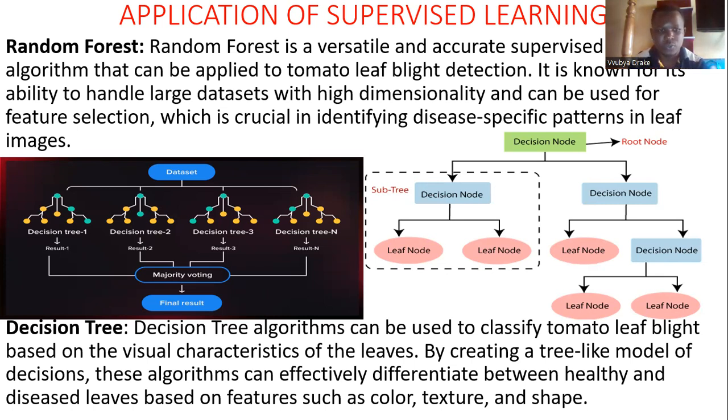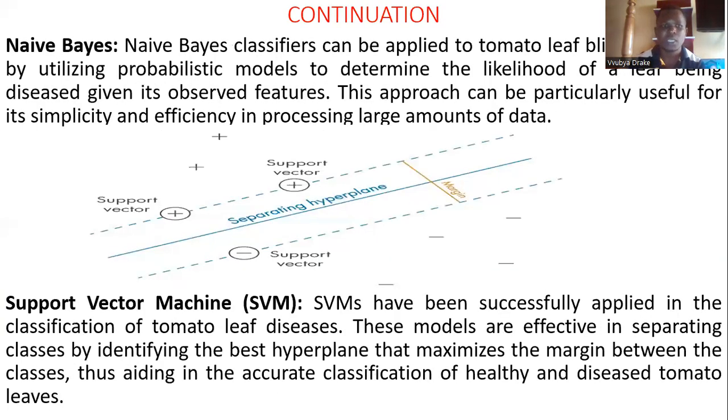Then we can go to decision trees. This can also be used. By creating a tree-like model of decisions, these algorithms can effectively differentiate between healthy and diseased leaves based on features such as color, texture, and shape. Then we can use naive Bayes, that is probability. So naive Bayes classifiers can be applied to tomato leaf detection by utilizing probabilistic models to determine the likelihood of having a disease feature or not.